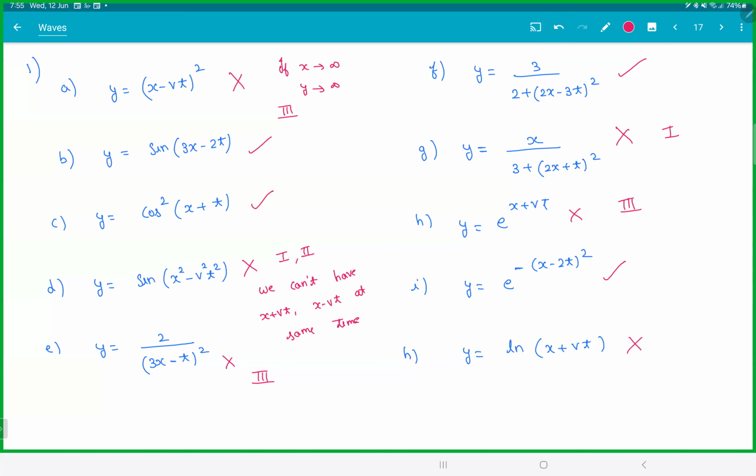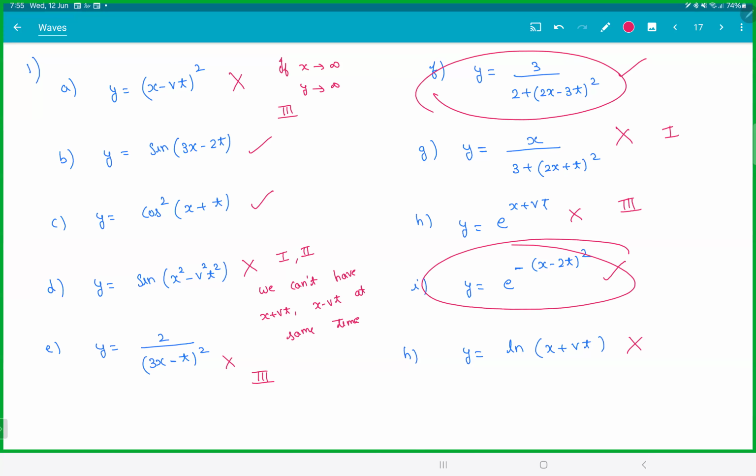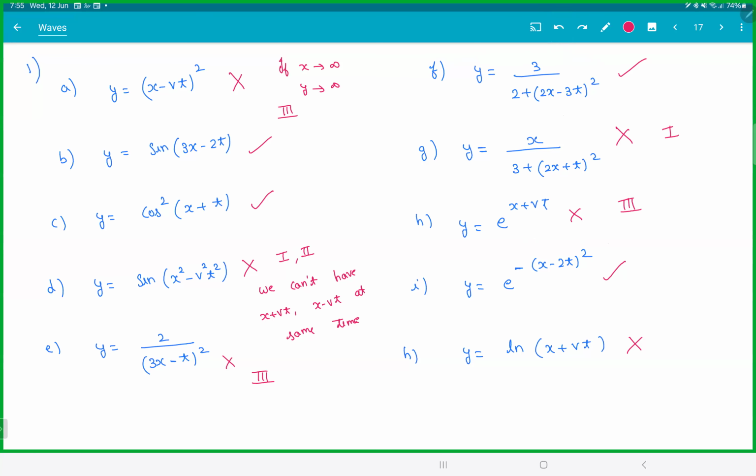Please check. So don't think like every time a wave function will look like sine of x plus or minus vt. You can have any weird wave functions also. But we will be limiting the study to only sine and cosine functions. So even this was a wave. Even this was a wave. But we'll not be studying such functions in our study.